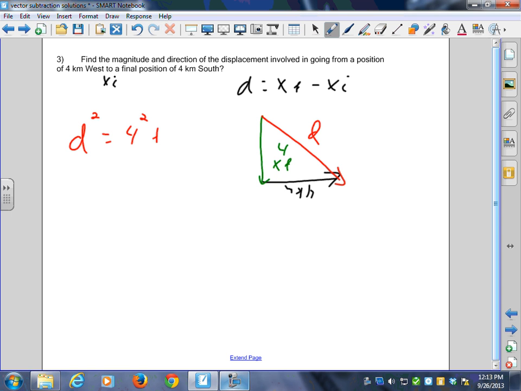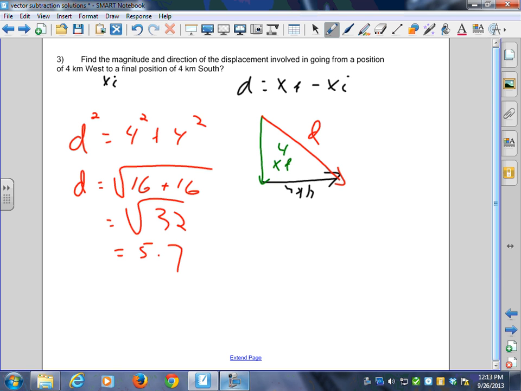to 4 squared plus 4 squared. D is going to be the square root of 16 plus 16, square root of 32, giving you an answer of 5.7. And the angle, again, is this one here.